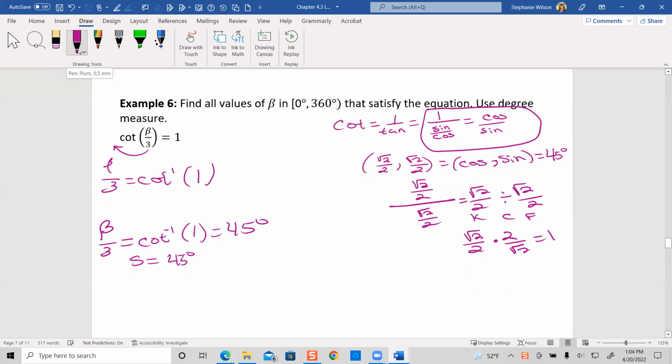Okay, moving on. I know based upon that and the identity from cotangent that I'm going to use, I get beta thirds is equal to my S plus K of 180 degrees. So now I'm just going to plug in for S.